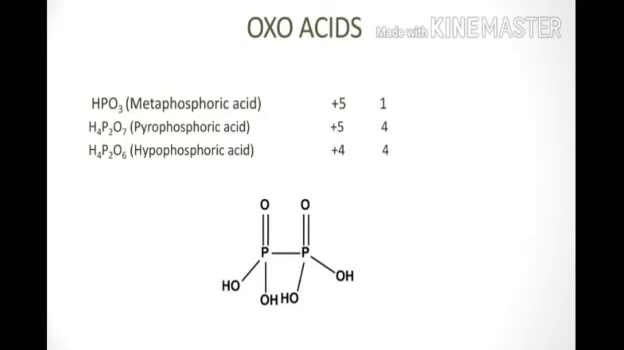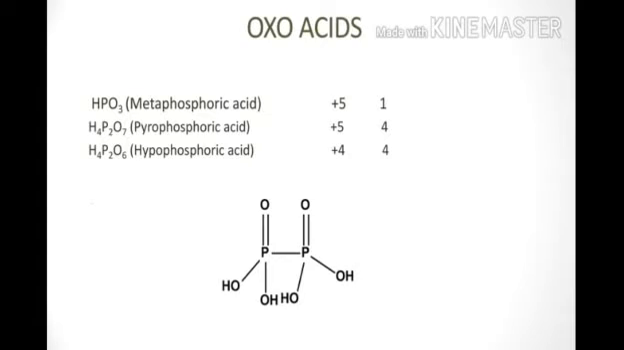Next one is H4P2O6, hypophosphoric acid. Here phosphorus is in +4 oxidation state and the structure is given below. Here we can see that there are 4 hydrogens present and all 4 are ionizable. So H4P2O6 is a tetrabasic acid.